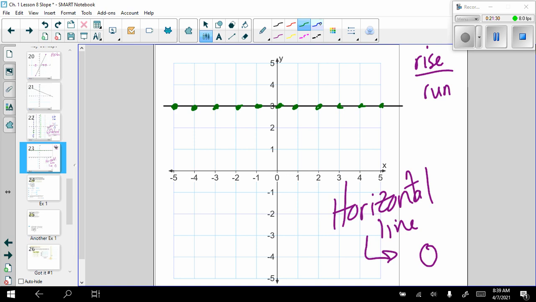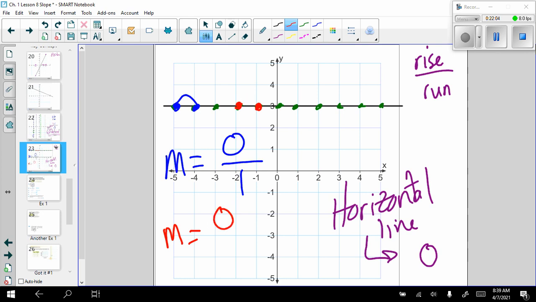Well, to get from one to the other, so let's do the blue ones. To get from one to the other, how many spots do I have to rise? Oh, I don't have to rise any, you're right. So my slope equals 0 over, how many do I run? Well, I run 1. Try it again in red. Let's start here, for example, and go to this one. How many do I rise? Well, I rise 0, and I run 1. 0 divided by any number is 0.